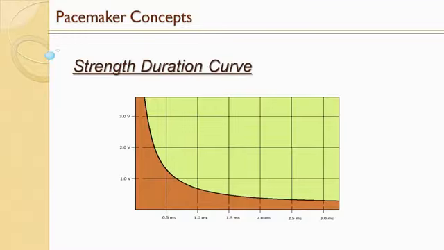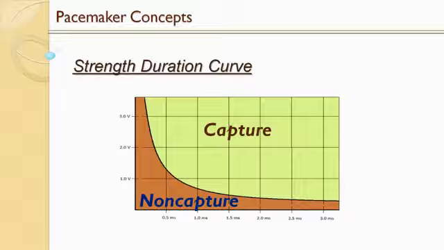Basically what this curve is showing you is if we program a value that lands in the green, we should have capture. And if we program a value that lands in the brown, we're going to have a non-capture. For example, if we program the pacemaker to 2 volts at 0.5 milliseconds, we should have capture. But if we program the pacemaker to 1 volt at 0.5 milliseconds, we're not going to capture.